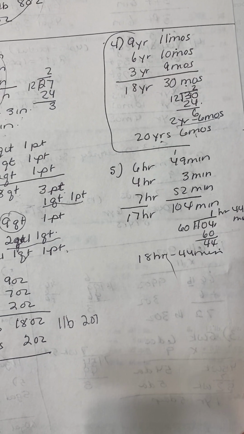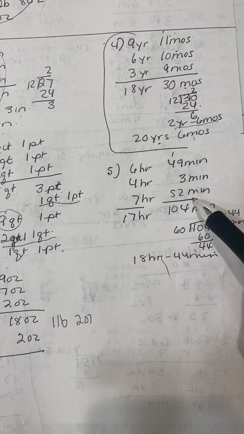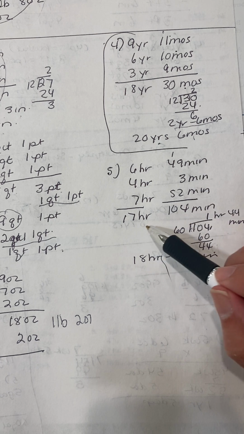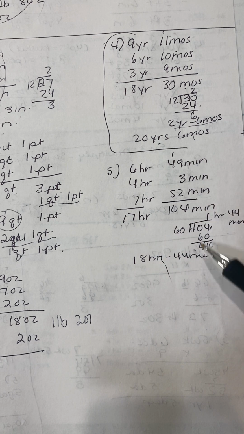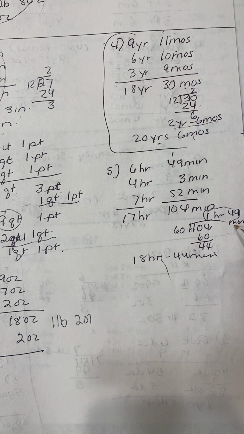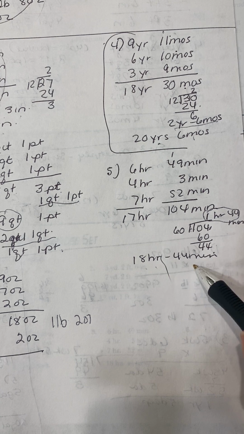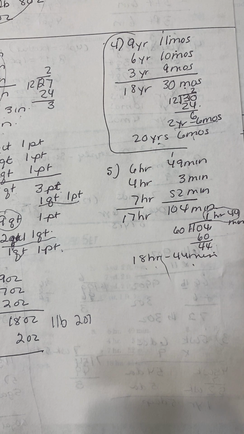Last one here. 6 hours and 49 minutes, 4 hours and 3 minutes, 7 hours. So you're going to add them all up. You get 17 hours and 104 minutes. Well, how many minutes are in an hour? 60. So you can divide that by 60. You can get 1 hour and 44 minutes. You can add that over to the 17 hours, 18 hours and 44 minutes. See how you do these? And adding.